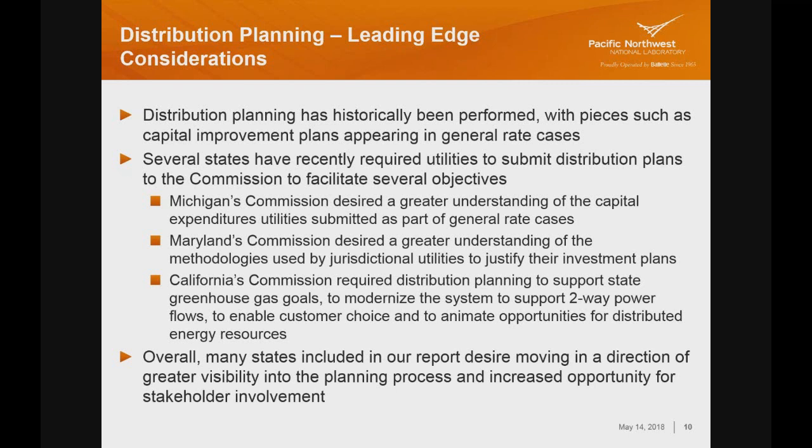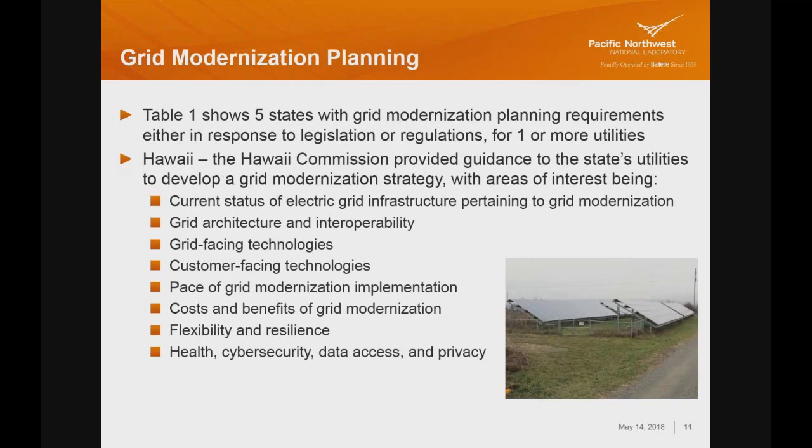There's a lot more information about distribution planning. This is just a couple of the leading edge considerations, and I'm going to talk briefly about grid modernization. Table 1, the roadmap that I mentioned earlier, shows that 5 states have grid modernization requirements. I focused a little tiny bit on Hawaii here just by pulling out what they asked their utilities to include in a grid modernization plan when they required the plan.